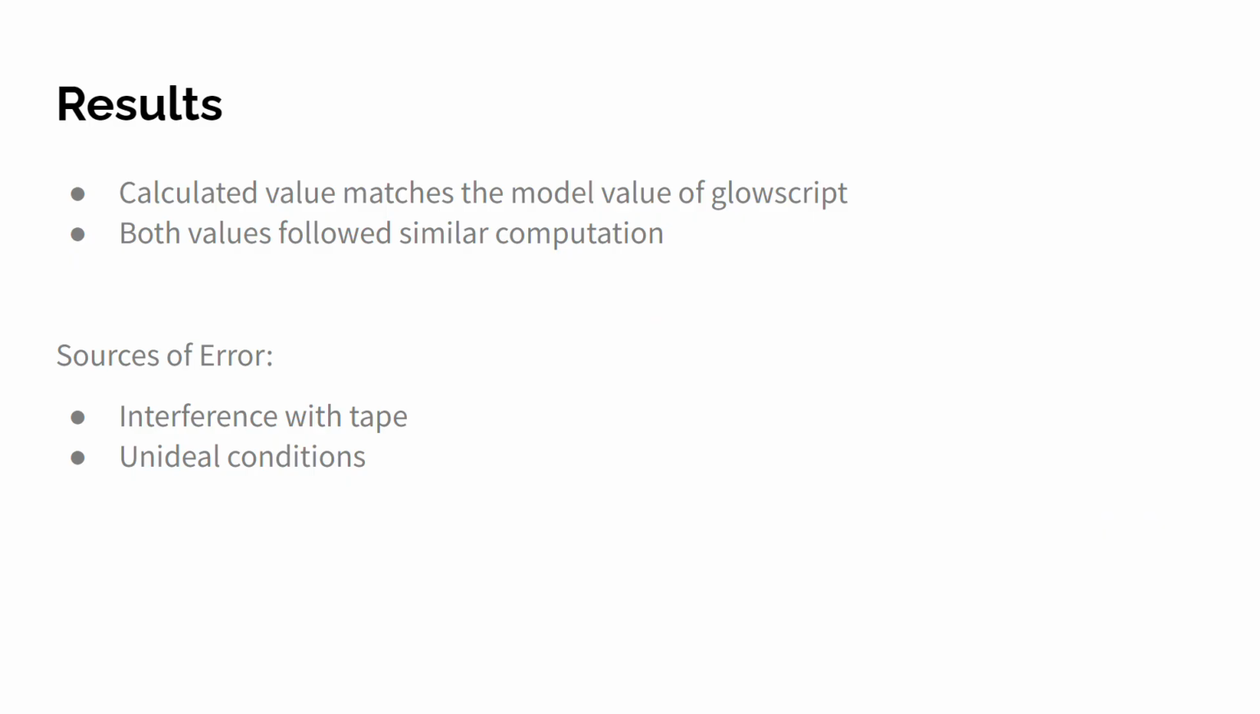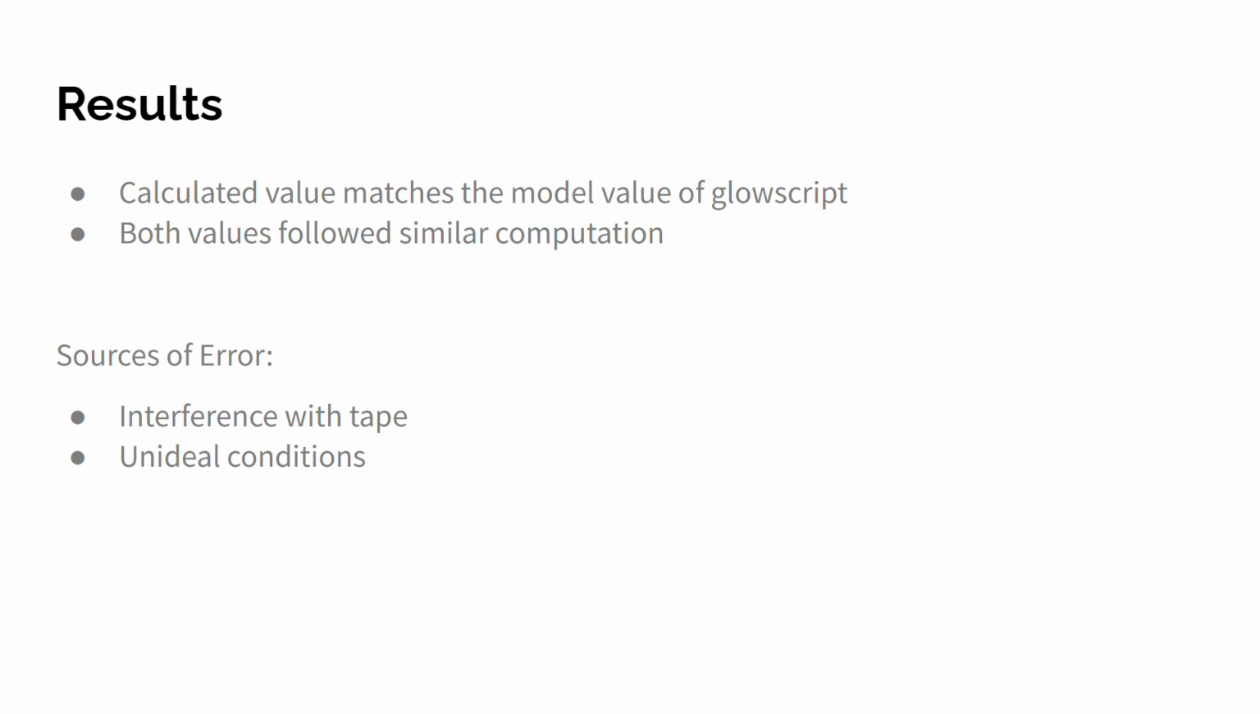The results of the experiment were that the calculated value of the model matched the GlowScript value. Both values followed a similar computation and resulted in the same value, which was 8.59 times 10 to the negative 9.